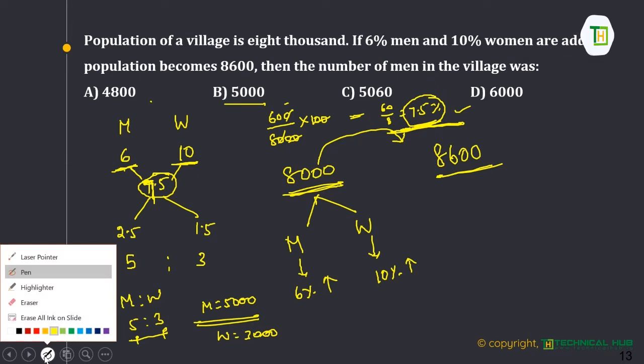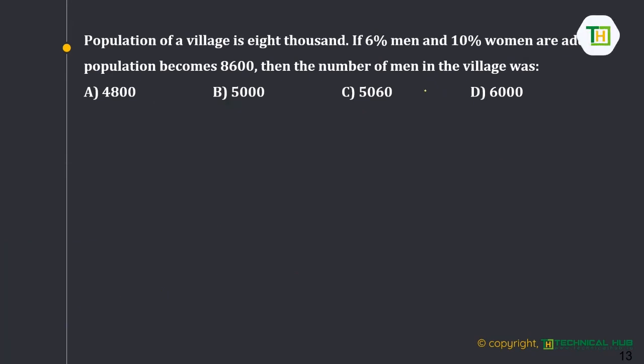So for this question, different ways are there, but the best method is mixture and allegation. When I have to apply the allegation rule, I convert all quantities to the same type. Here a percentage is there, here a percentage is there, but the overall percentage is not there. So the initial population is given as 8,000. After 6% and 10% increases, the population becomes 8,600. So how much is the increase here? 600.